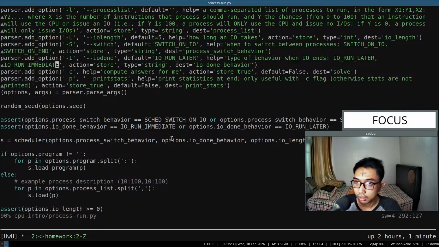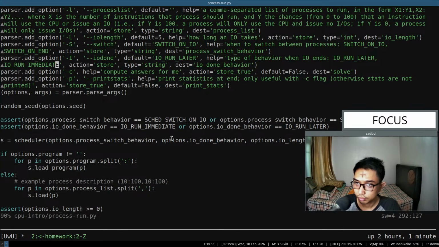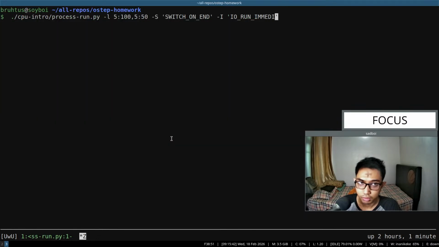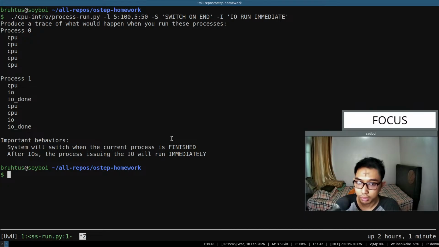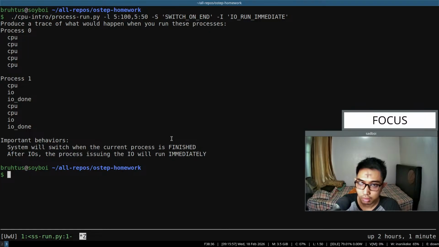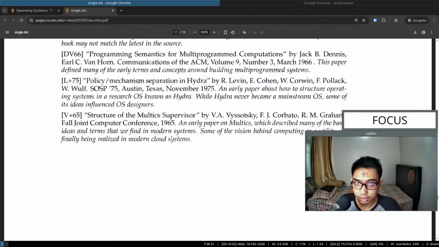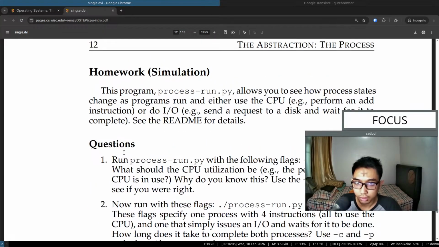Let's try this flag. -I run immediate, something like this maybe. Okay, after the input outputs, the process issuing the input output will run immediately. Wait a minute, what should we analyze from this homework?